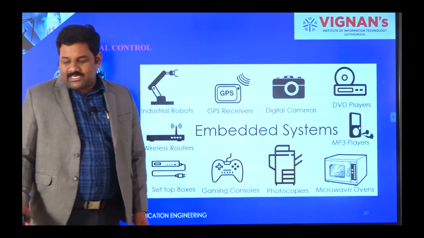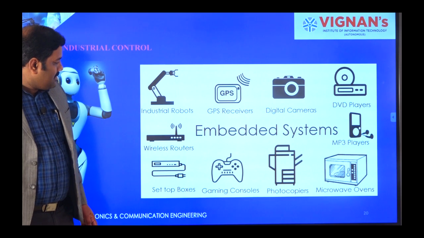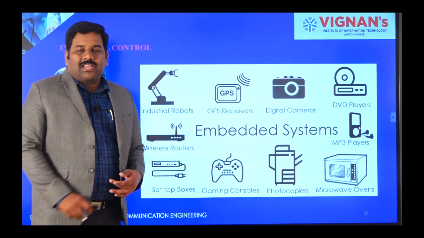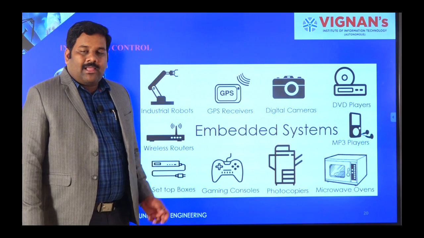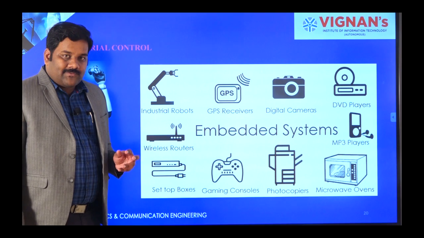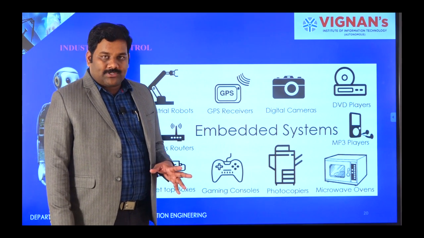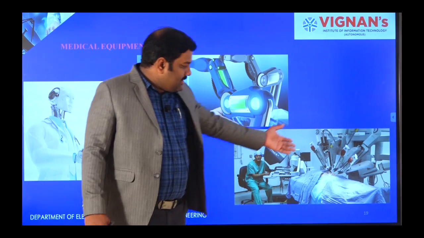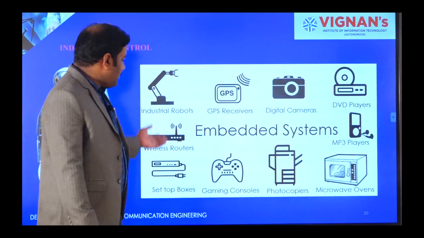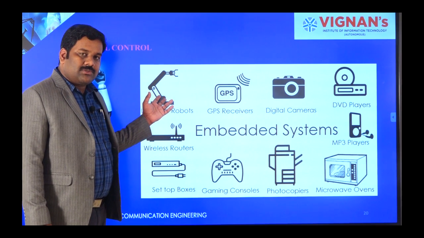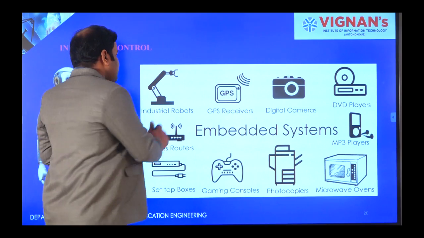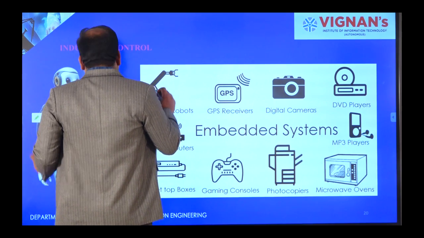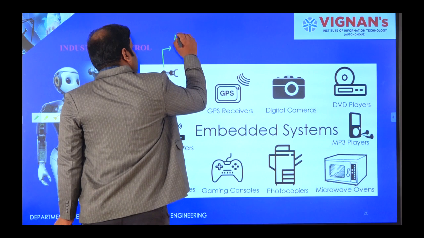And next one is industrial applications. Industrial applications are nothing but applications which are not consumer applications used in our homes. For example, industrial robotics. This is a medical robot, and here we are going to use industrial robots. What is the purpose of this one? This one reduces the manpower.